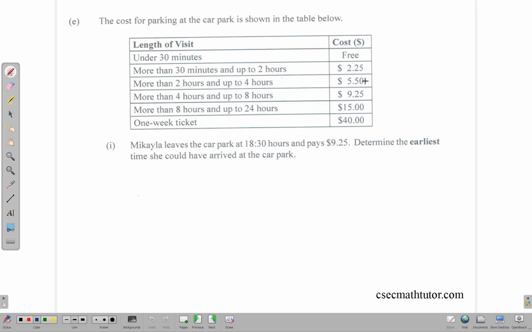So if she pays $9.25 from the table, you realize that she has been there for between 4 to 8 hours. So she could have been there for 8 hours or just for 4 hours or in between. So since she leaves at 18:30, we need to take away this 8, the most time she could have possibly been there. Take 8 hours from that, and that leaves us with 10:30, which means that the earliest possible time that she could have arrived is 10:30 a.m.